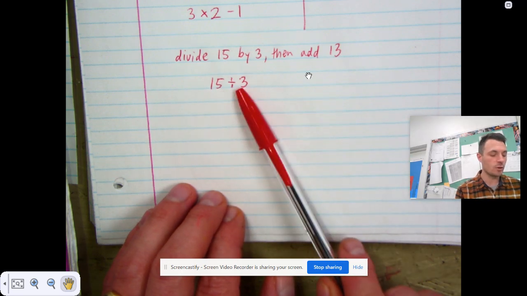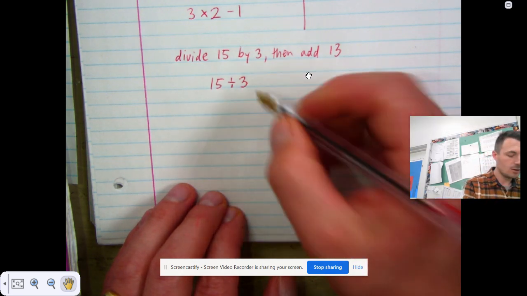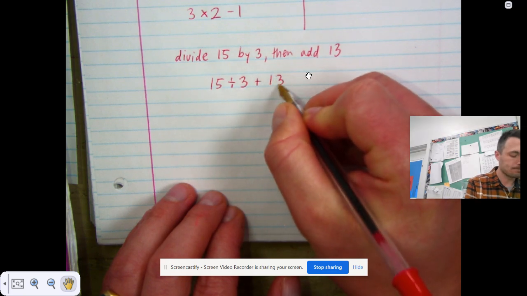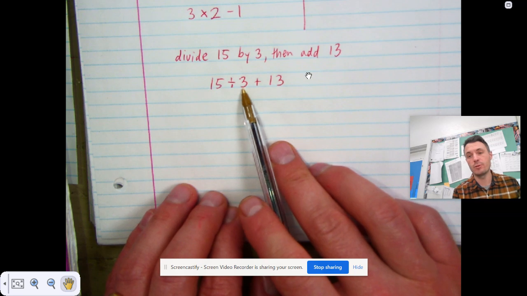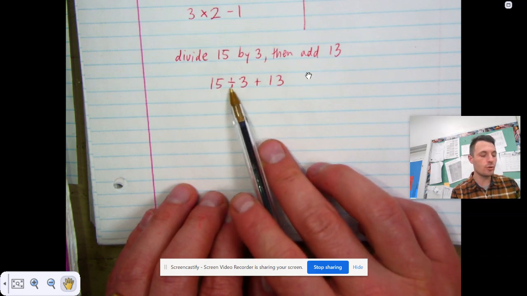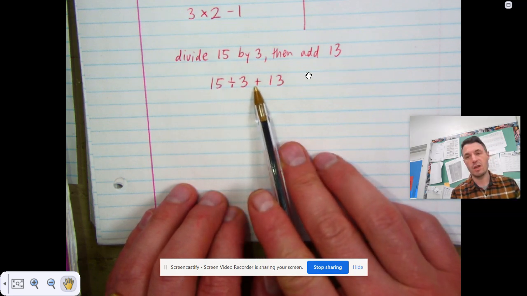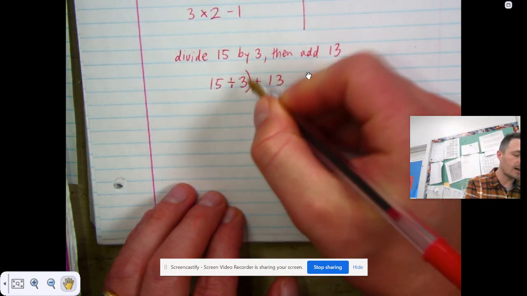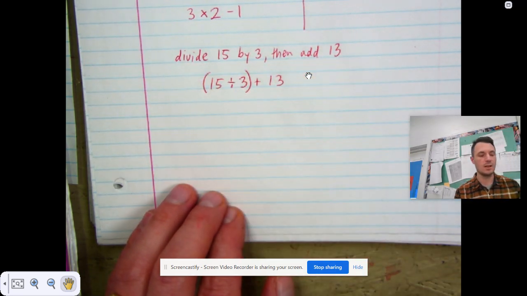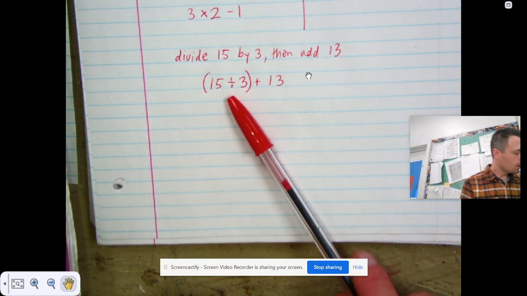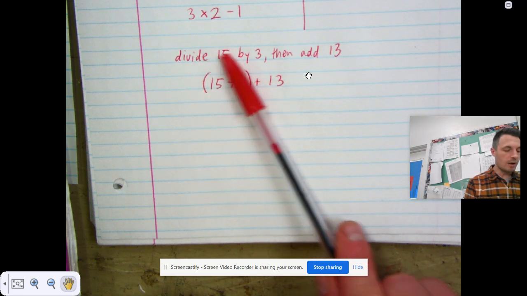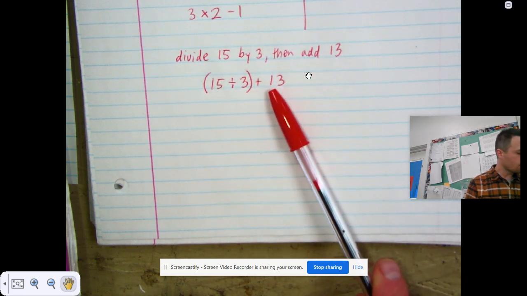No, I'm supposed to do this first, and it says then add 13. And I don't need to put the 15 divided by 3 into parentheses because I'll naturally do division before addition if I follow the order of operations anyways. But it wouldn't make it wrong. I can put this in parentheses to show that I do that first, even though I would already do it first. Okay, so that is how I would write this as an expression.